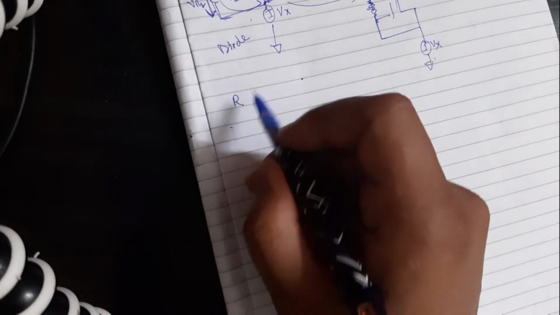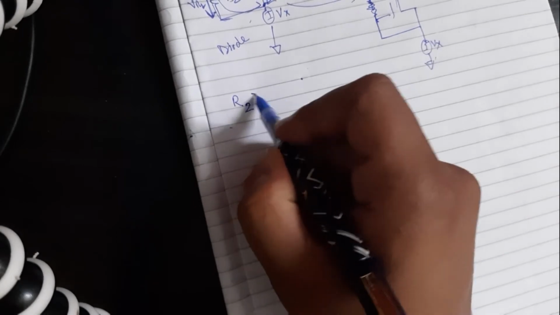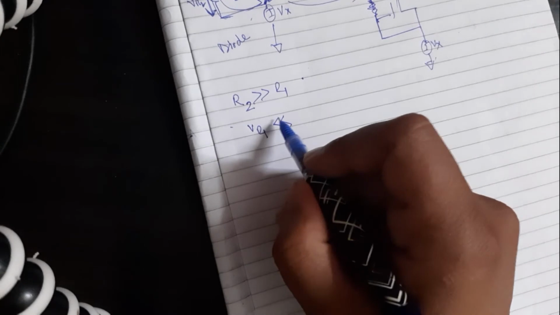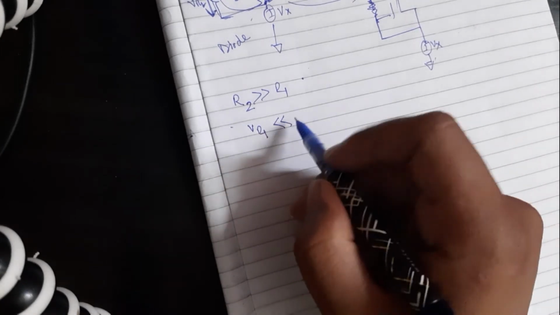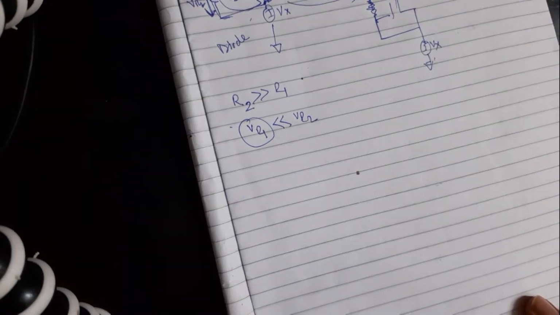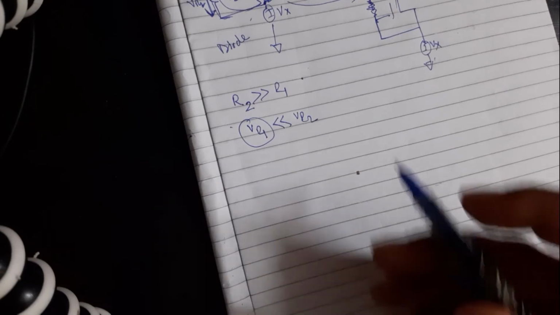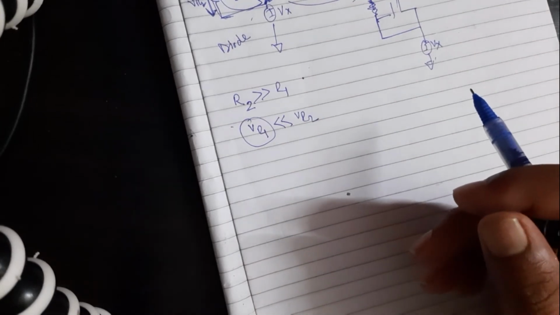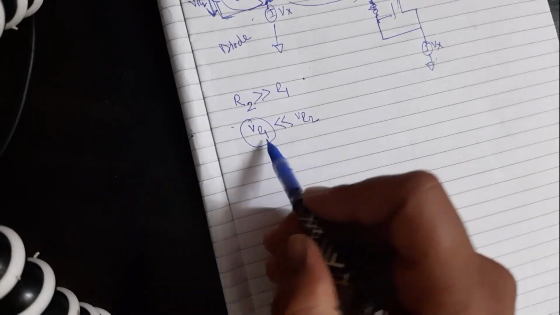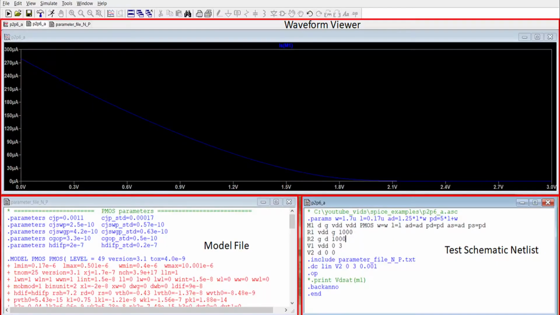What happens when the condition is vice versa, that is R2 is very much greater than R1? In that case, VR1 is very small with respect to VR2. VR1 is nothing but the source to gate voltage. That means the transistor might not even turn on. The transistor VSG might be less than the threshold voltage, so there might not be any current.